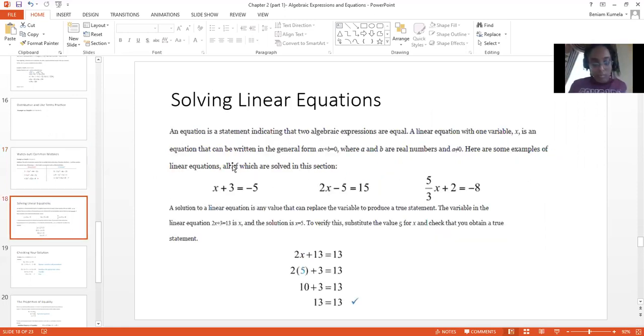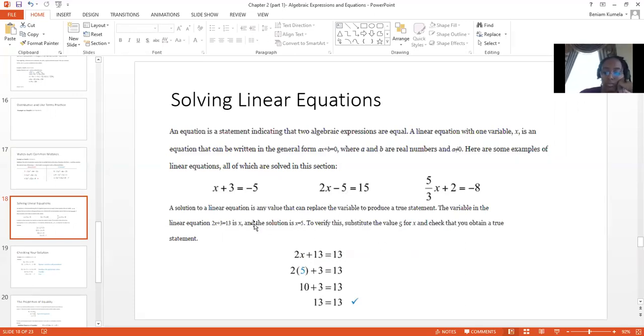Solving linear equations. So a linear equation is any equation in the general form ax plus b equals 0, where a and b are real numbers and a is not equal to 0. All of these are linear equations. X plus 3 equals -5, 2x minus 5 equals 15, and so on.